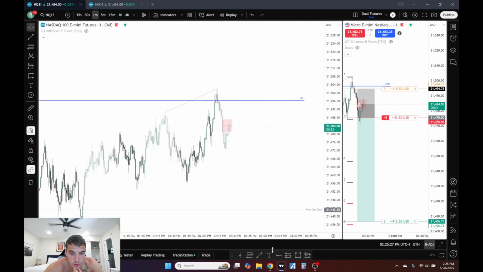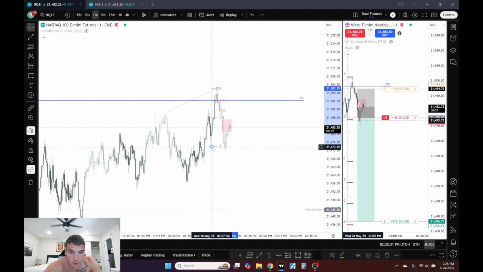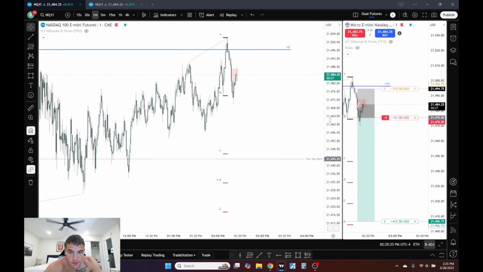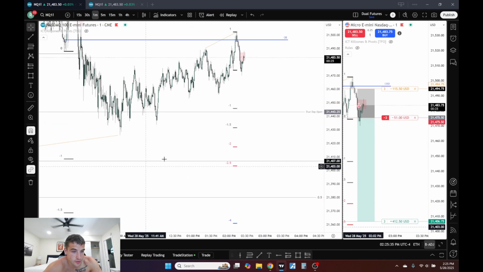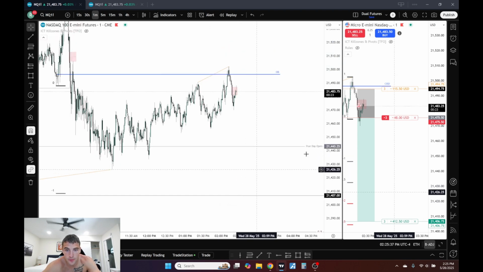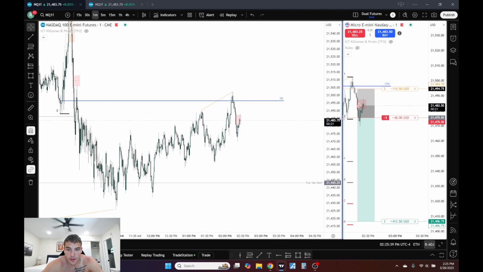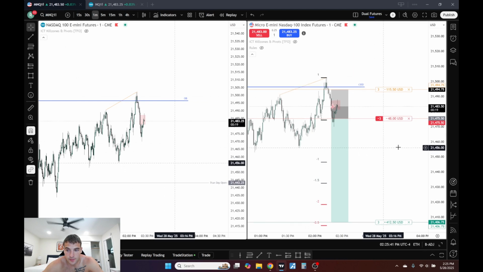And then when you zoom in here and you mark this standard deviation, this also lines up pretty well. So that is the trade.